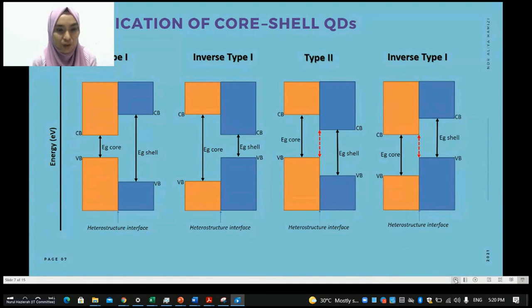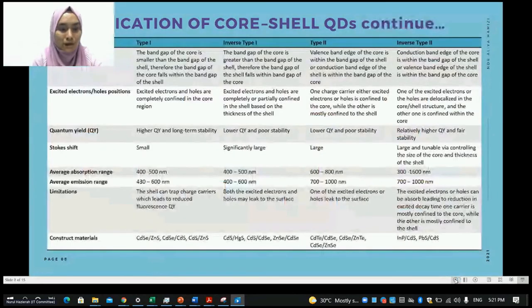The emission wavelength will be determined by the energy differences in this occupied state, as shown in the red arrow, which will be at a lower energy than either of the individual band gaps. The emission wavelength can be significantly redshifted compared to the unpassivated core. Here, I have summarized the comparative characteristics of the quantum dot classification based on their band gap alignment.